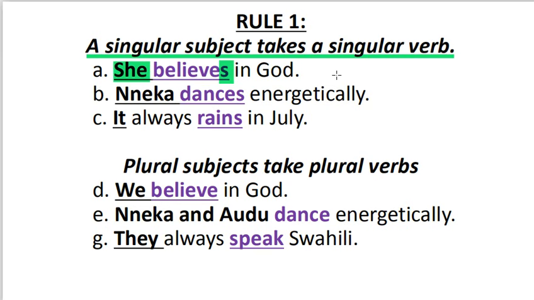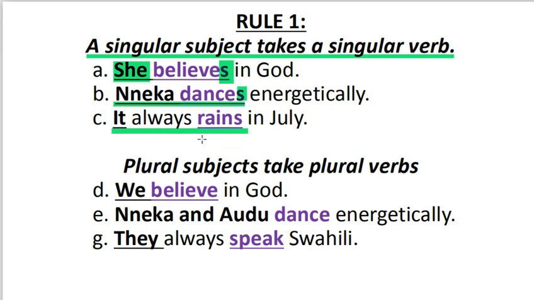She believes in God. Example B, NECO dances energetically. NECO is one person, so the verb dance should also be in singular form, and that is why we have dances. NECO dances energetically.